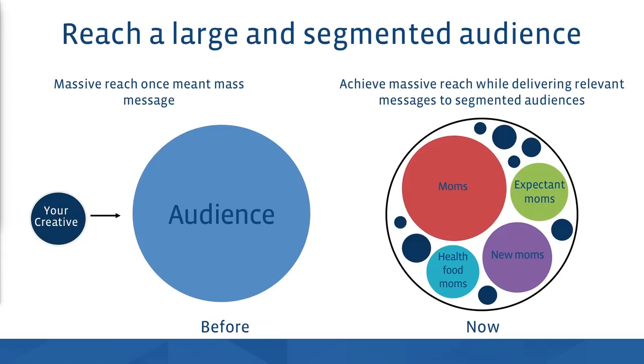To illustrate how the knowledge we have about real people allows us to deliver personalized marketing at scale, let's take the following example. In the past, reaching a large audience of people meant reaching those people with a mass message that maybe didn't have the best chance of resonating with those people. However, given Facebook combines massive reach with advanced targeting, you can still achieve the reach you need while delivering relevant messages to specific segments of your target audience.